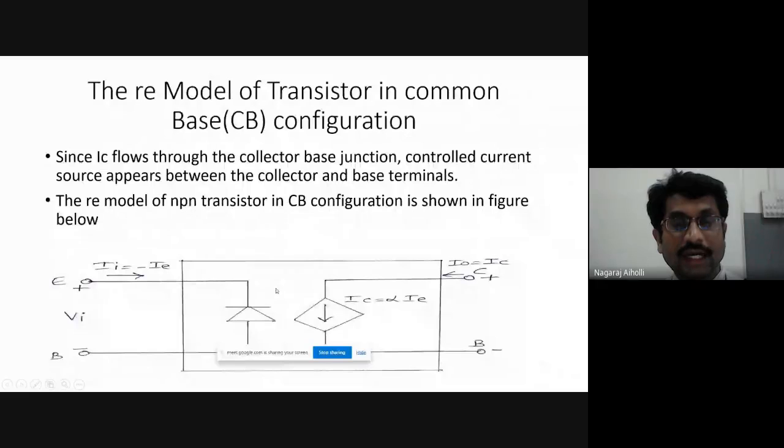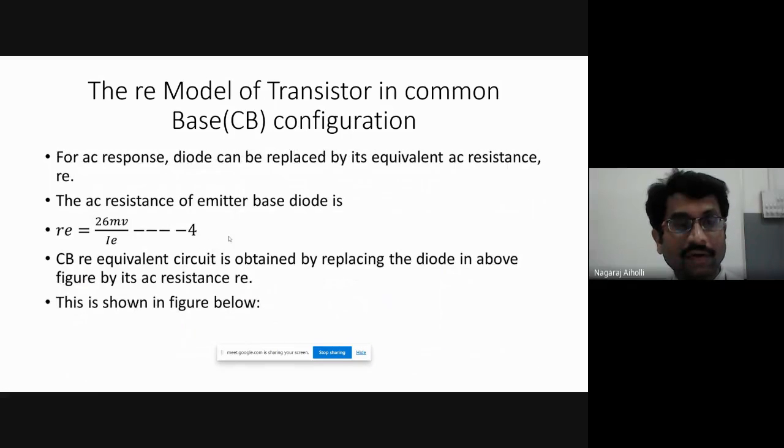AC resistance. This RAC, the AC resistance of the diode, is given by 26 millivolt divided by ID. For a transistor it is given by 26 millivolt divided by IE. For a diode it is 26 millivolt by ID, where ID is the diode current, and the diode current is nothing but the emitter current here. That is for the forward biased diode, which is similar to the emitter base junction of the transistor. So ID can be replaced by IE.